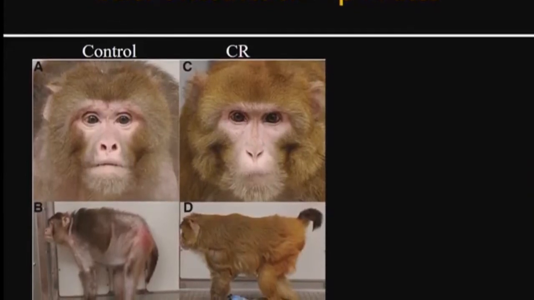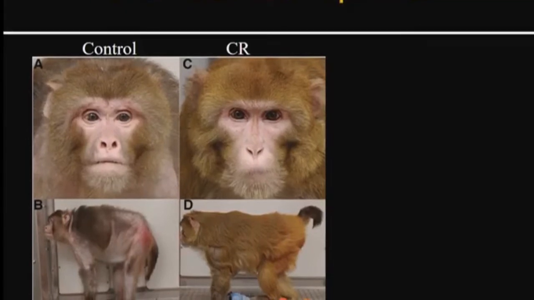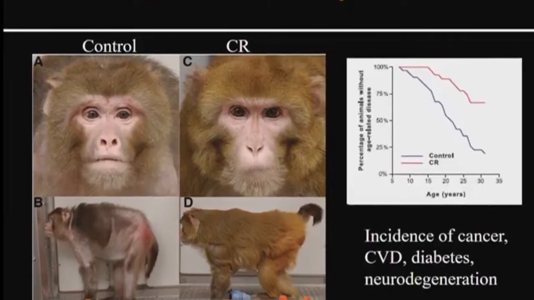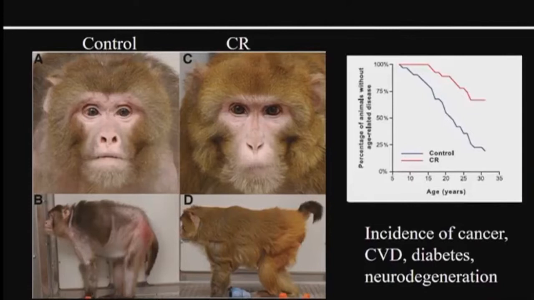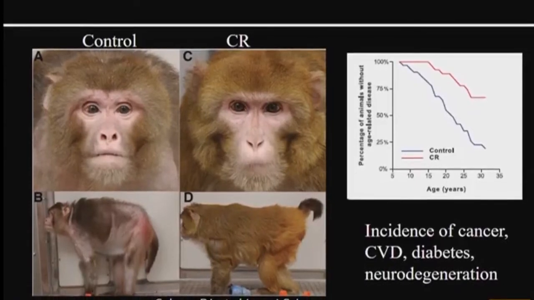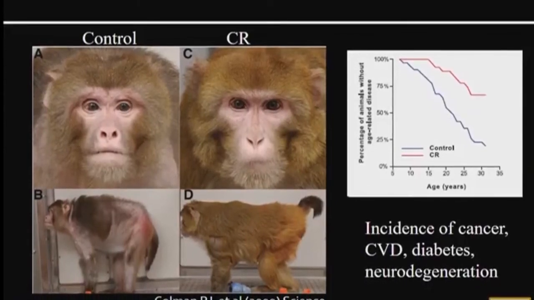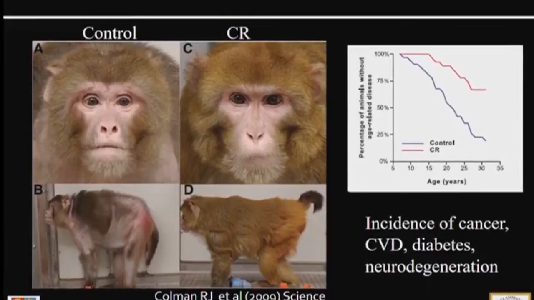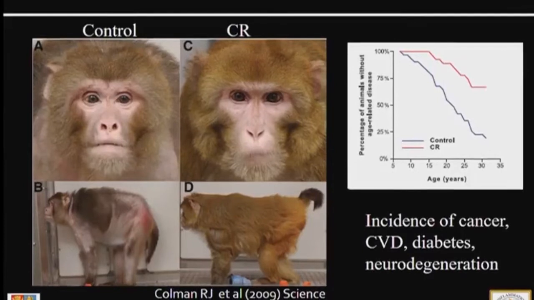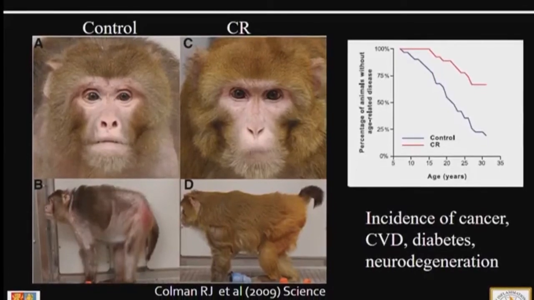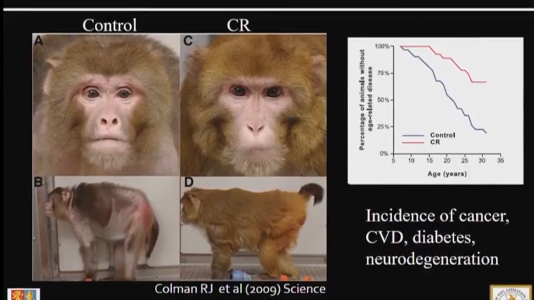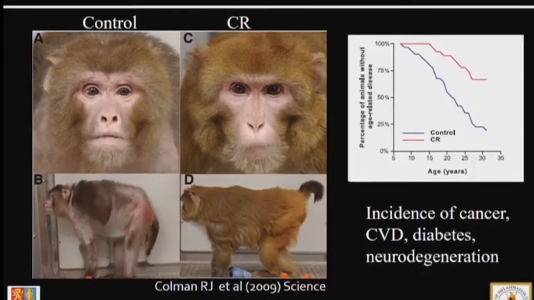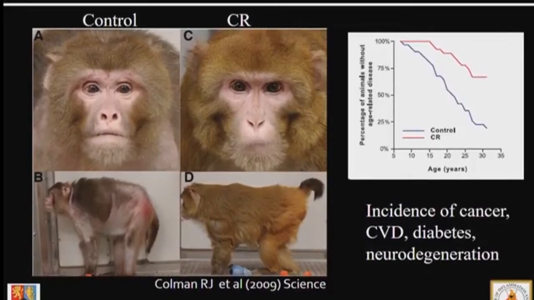But we don't know yet whether they're going to live longer. They probably are. But look, this is the really interesting thing. When you look at the incidence of all of the age-related diseases, so cancer, cardiovascular disease, diabetes, neurodegeneration, in the ad libitum group, you've got only about 20% that are disease-free. In the calorically restricted group, you've got 70% are disease-free. So it looks like they're going to live longer, and they're certainly going to live healthier.